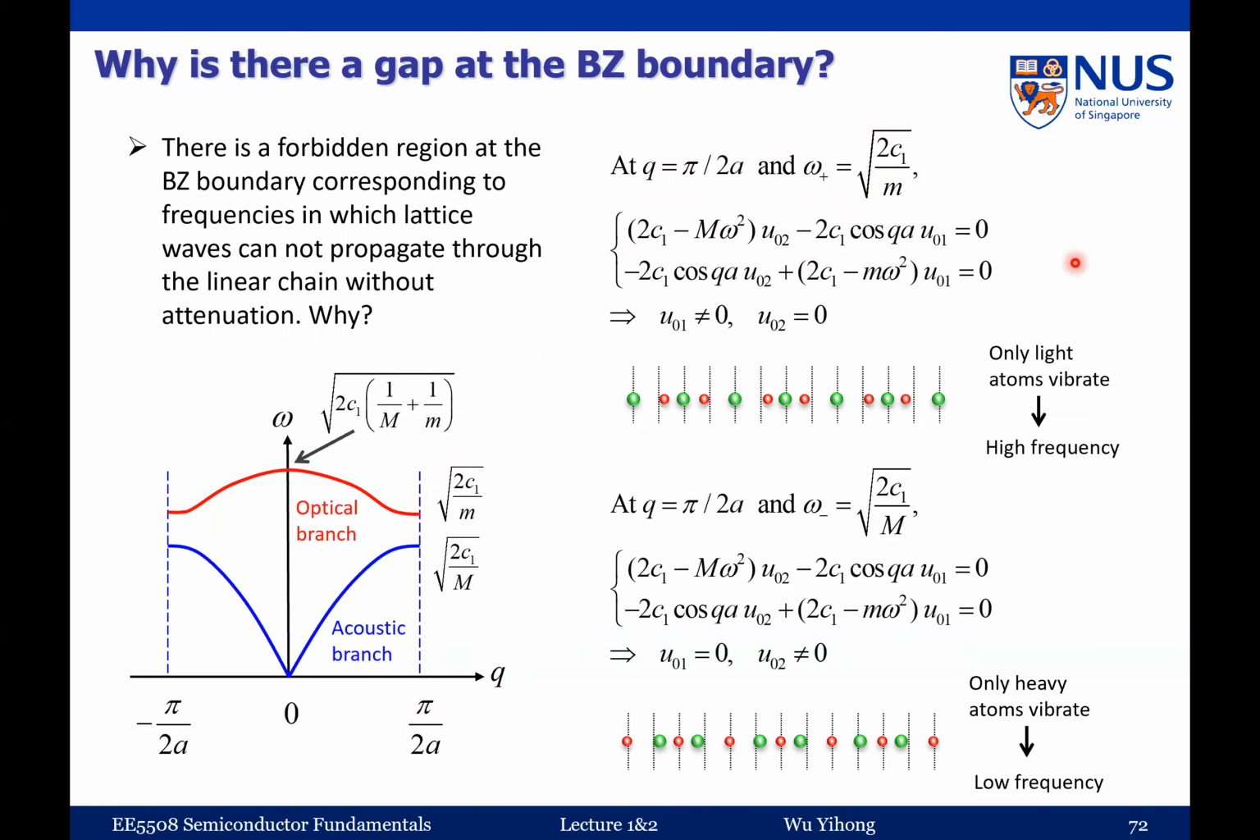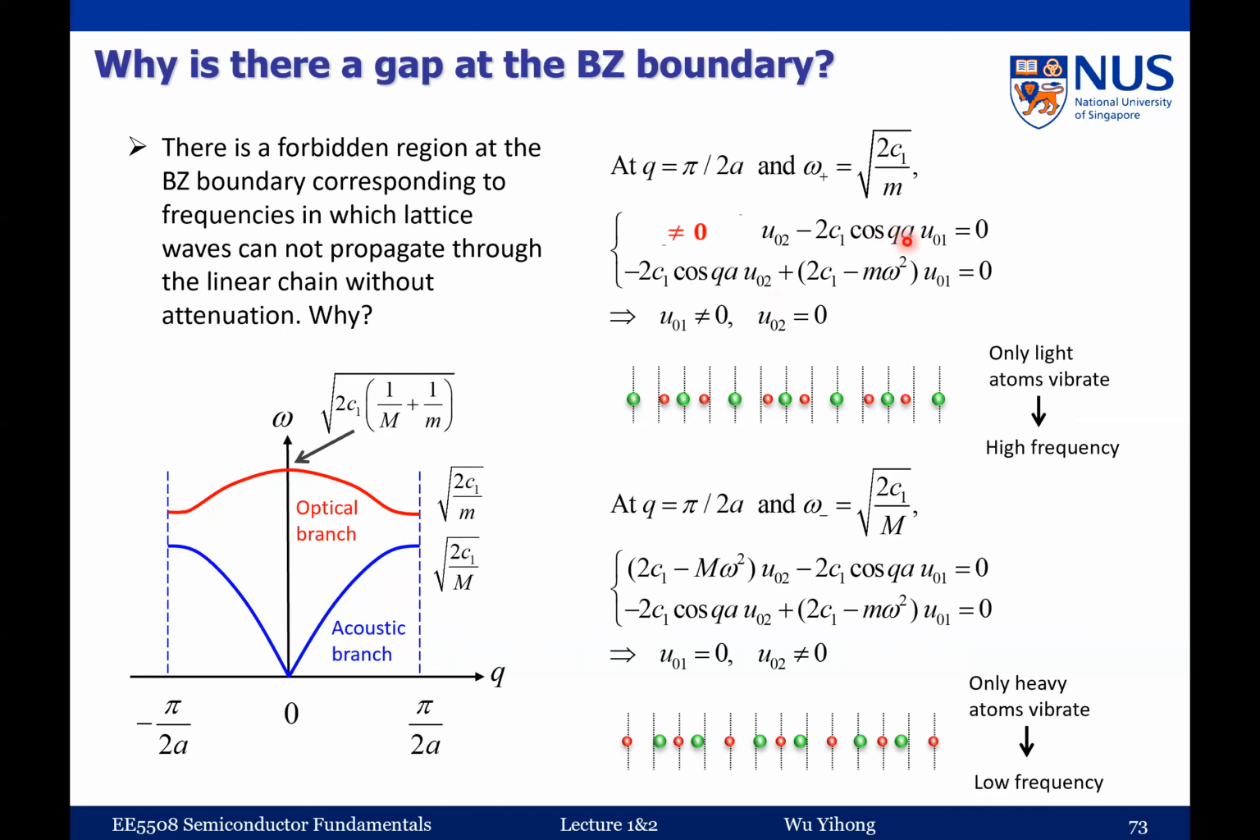First we find that, anyway, these two equations I just copied from a previous slide, right? The two simultaneous equations before we solve them. So now at the boundary, we find that this is not equal to 0. Why? Because this is 2C1 minus m omega squared, right? If you substitute this omega plus here, since this is capital M and this is small m, that's why this will not be equal to 0, right? It's a non-zero coefficient.